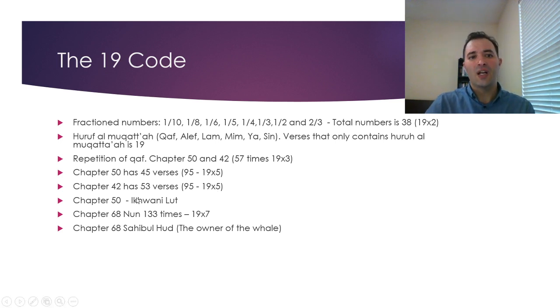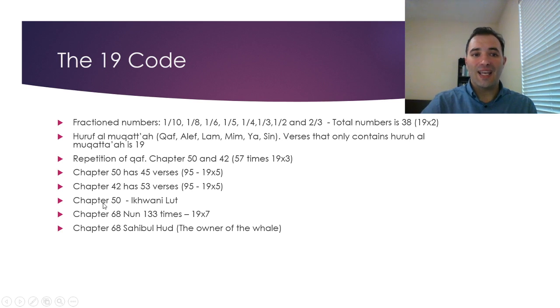Interesting, very interesting. There are other things. Chapter 50, which contains 58 times the letter Qaf, 19 multiplied by 3, has a particular reference to Lot. You know, the prophet Lot is also mentioned in the Bible. In the entire Quran, the people of Lot are mentioned as Qawmi Lot, people of Lot. Qawm means people. Qawm starts with the letter Qaf.